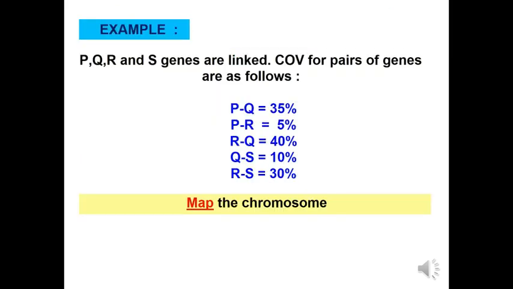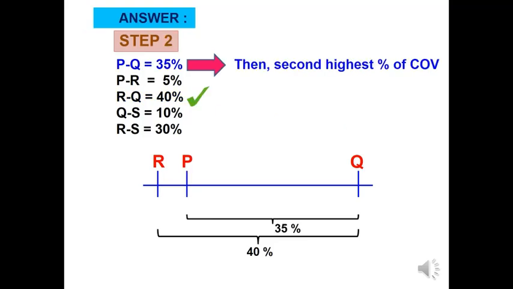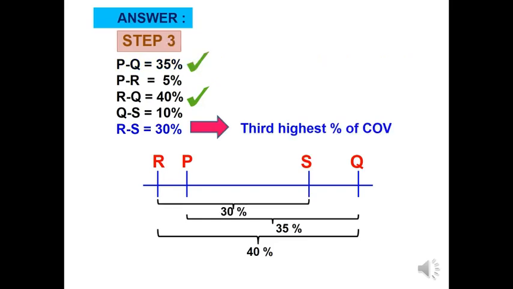Okay, let's try to map these genes on this particular chromosome. Always start mapping with genes that have the highest percentage of COV. In this case here, the genes between R and Q have a value of 40%. First, draw a straight line and label each end as R and Q. Next, we map using the second highest COV percentage. This will determine the location of gene P that is away from gene Q. We will continue using the same step using the third highest COV value. This will determine the location of gene S that is away from R.